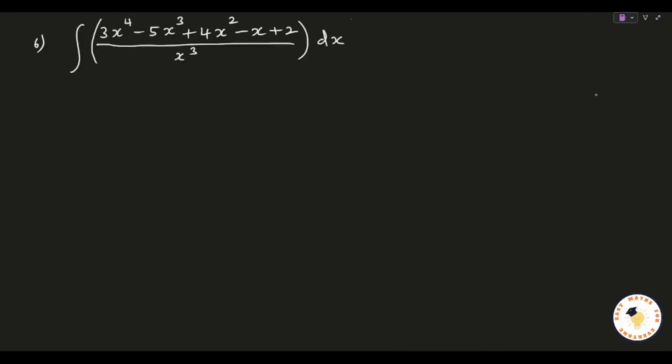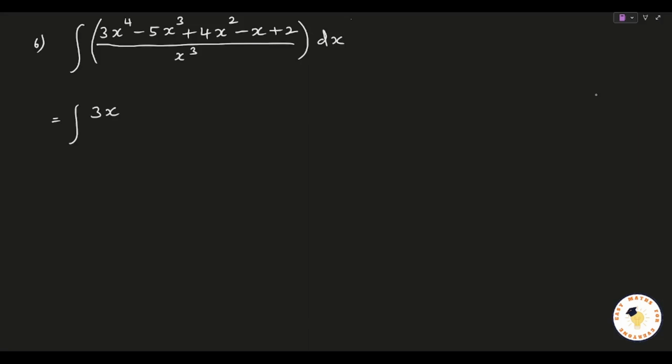Let's solve this sum. Integral of 3x power 4 minus 5x power 3 plus 4x square minus x plus 2 divided by x cube into dx. Now we have to divide each and every term in the numerator by x cube, and after that we can split this integral into individual integrals. So first we will divide each term in the numerator by x cube.